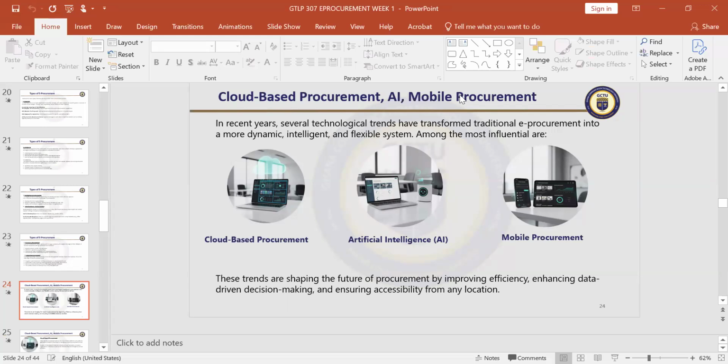So now we are going into cloud-based procurement, AI and mobile procurement. In recent years, several technological trends have transformed traditional e-procurement into a more dynamic, intelligent, and flexible system. Among the most influential are cloud-based procurement, artificial intelligence, and mobile procurement. These trends are shaping the future of procurement by improving efficiency, enhancing data-driven decision-making, and ensuring accessibility from any location.